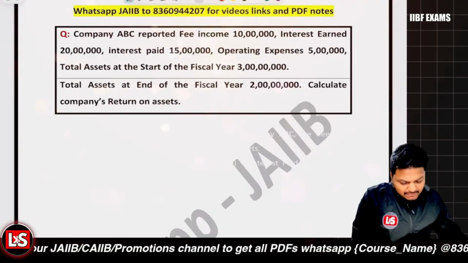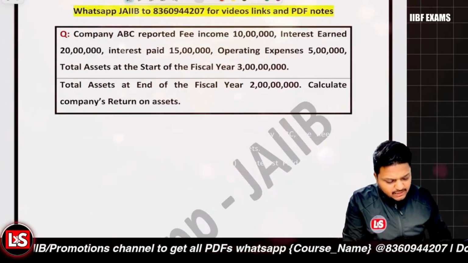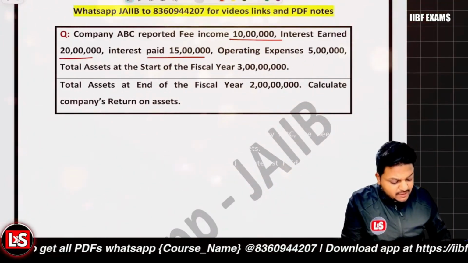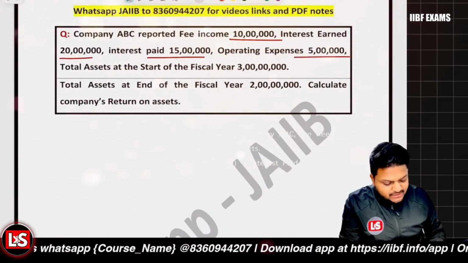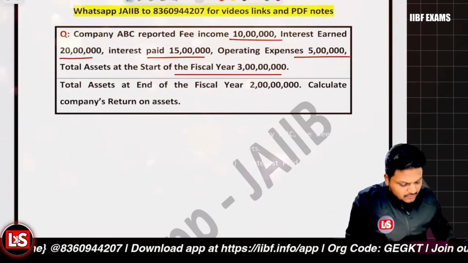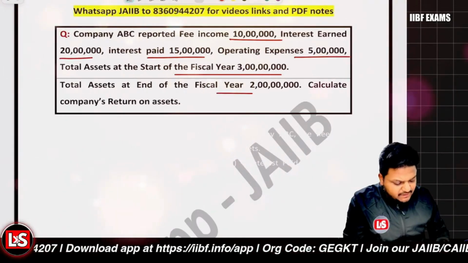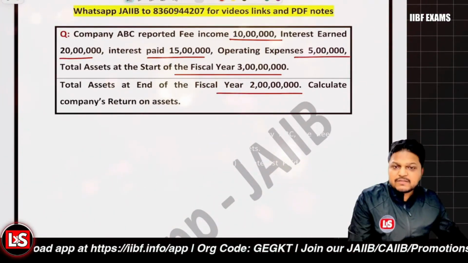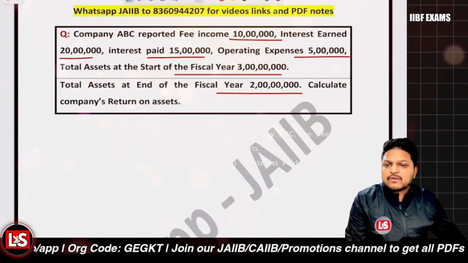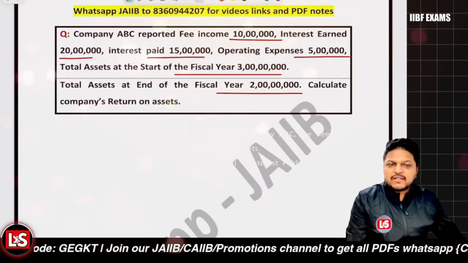So company ABC reported fee income of 10 lakh, interest income 20 lakh, interest paid 15 lakh, operating expenses 5 lakh, total assets at the start of the fiscal year 3 crore, and total assets at the end of the fiscal year 2 crore. Calculate the company's return on the assets. We are to calculate the return on the asset. How will we be calculating?